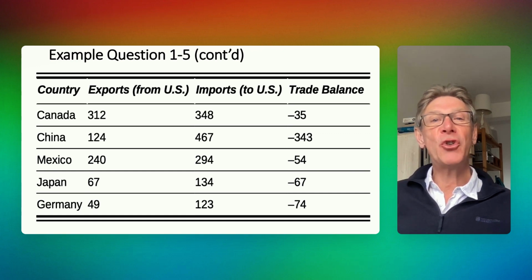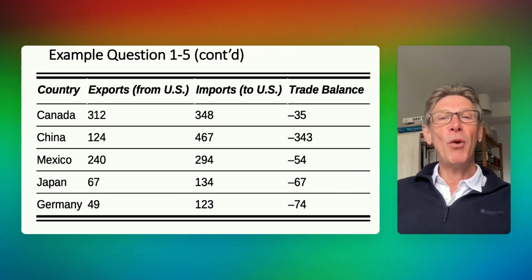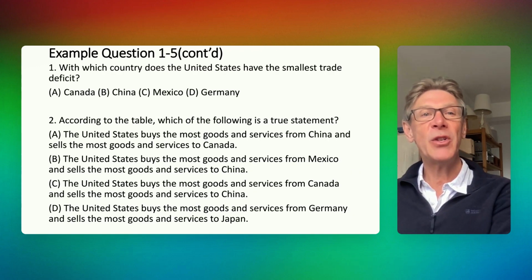China, a huge trade deficit of 343. Mexico, a trade deficit of 54. Japan, a trade deficit of 67, and Germany, a trade deficit of 74. Not looking very healthy for America, because it seems like they're importing rather more from all these countries than they are exporting. Now let's see what the question is.